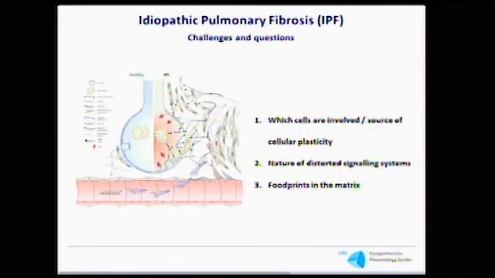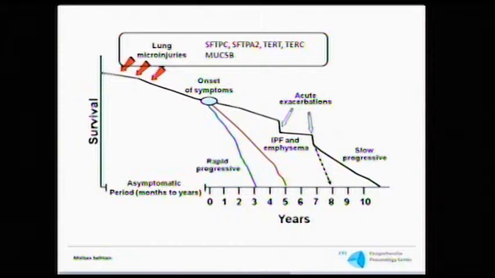So let me start with the first part, which is which cells are really involved here, and I would like to concentrate on the alveolar epithelial cells. I would like to give you several reasons for that. First of all, this slide points out the classical progression of an IPF patient. And you see that there are several different IPF progressions. That is actually the clinical dilemma that we are in, that we don't know who is a rapid progressor or who is a slow progressor. And this is also something I will come back to later on.